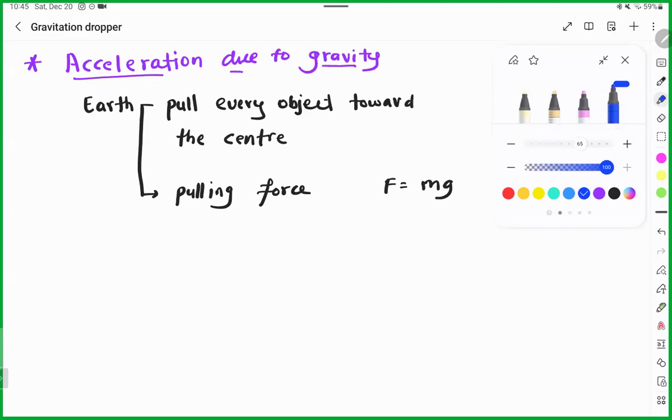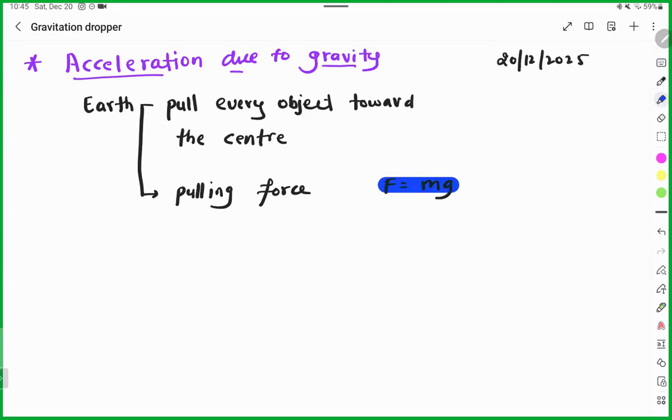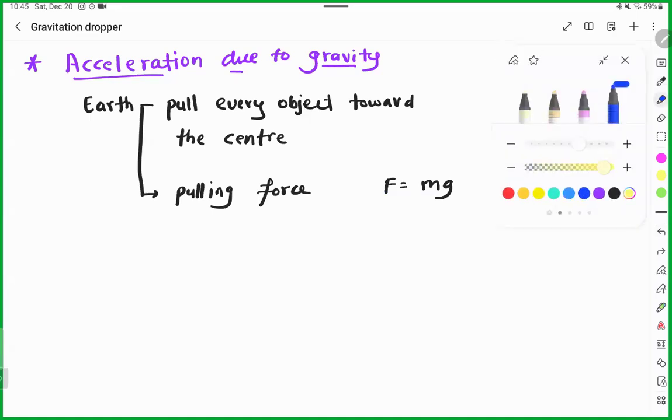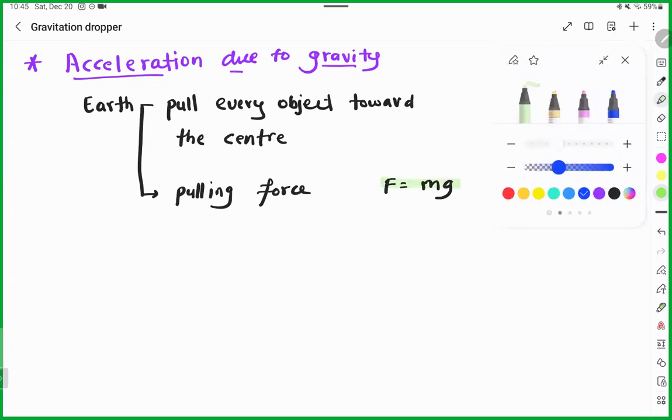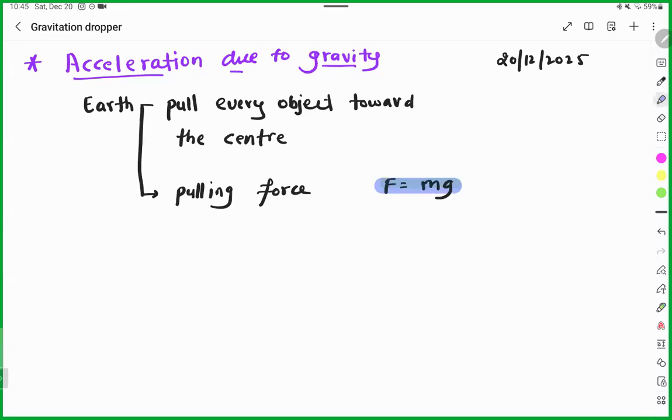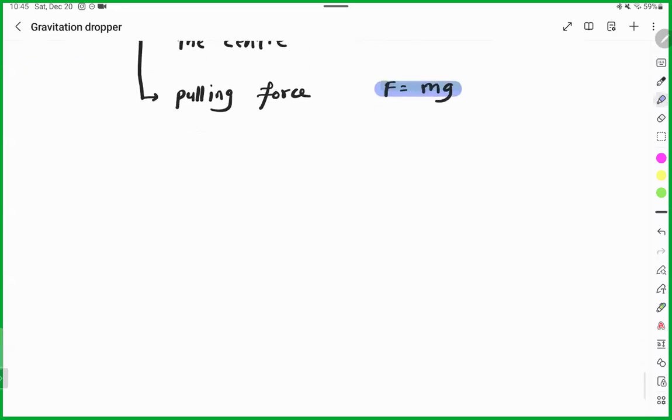What is the difference between these colors? Wow. So force is equal to mg. What is the difference between these colors, guys? Yeah. Okay.